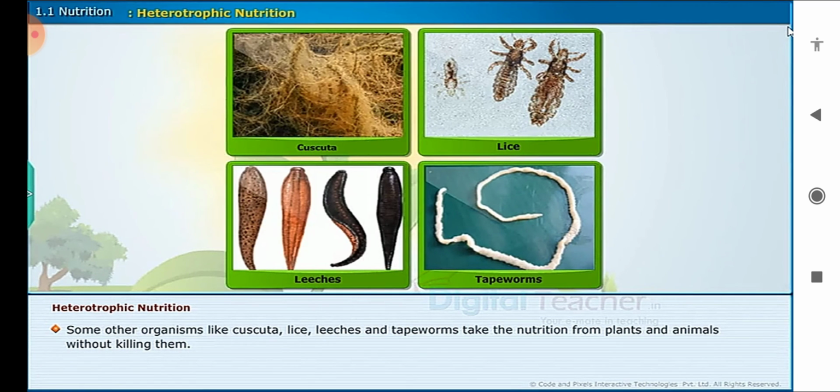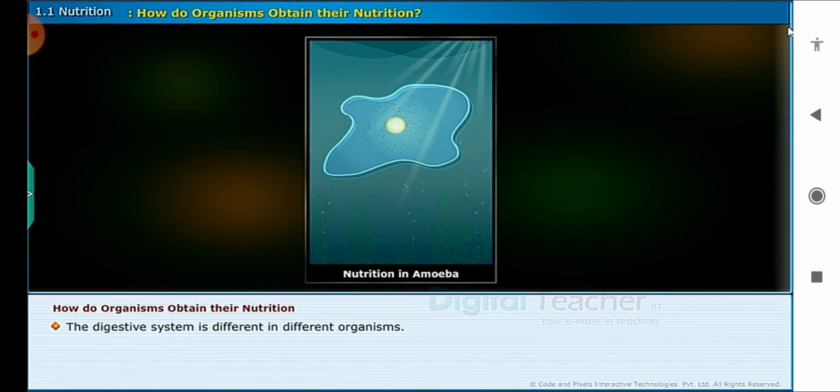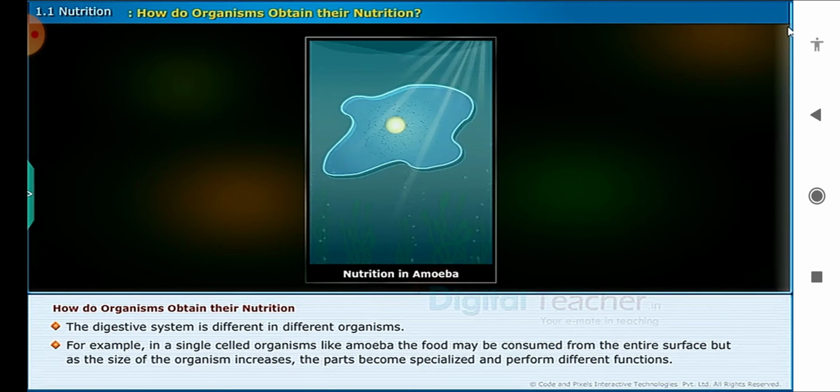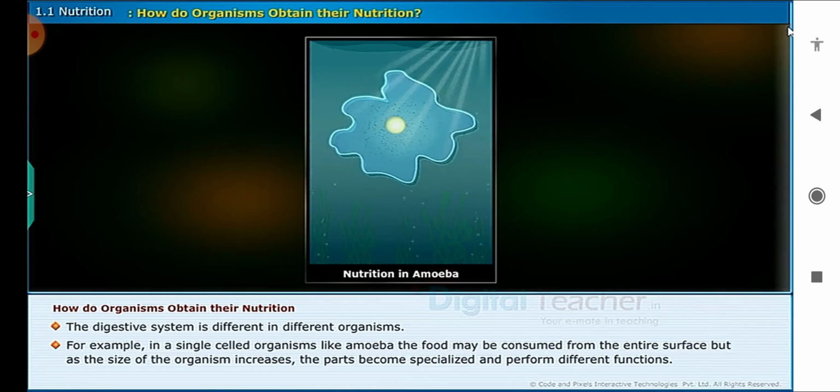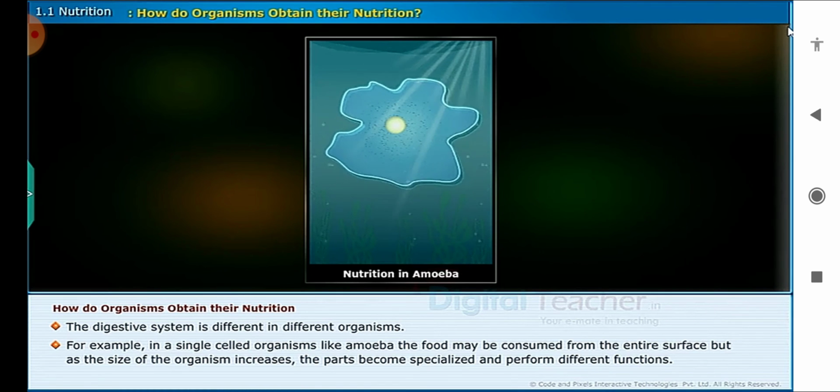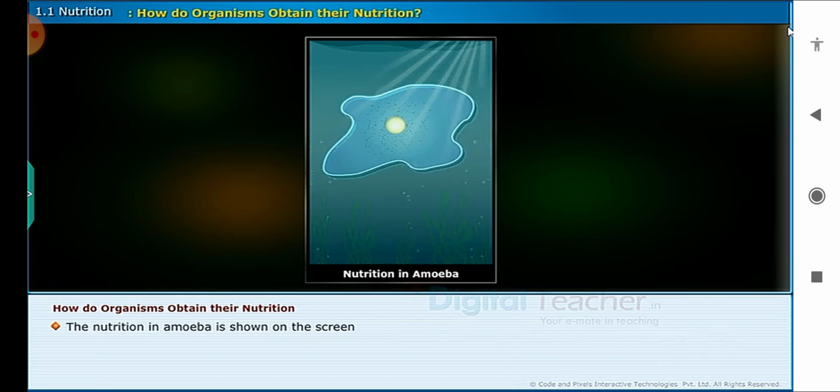Let us learn how organisms obtain their nutrition. The digestive system is different in different organisms. For example, in single-celled organisms like amoeba, the food may be consumed from the entire surface, but as the size of the organism increases, the parts become specialized and perform different functions. The nutrition in amoeba is shown on screen.